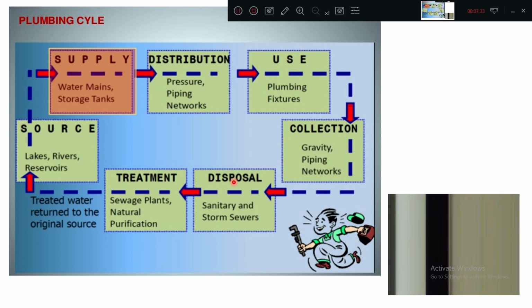From there, it is going to be disposed of. Using sanitary and storm sewers, it is collected and treatment is done using sewage plants and natural purification. And again, this treated water is returned to the original source. This is one plumbing cycle.